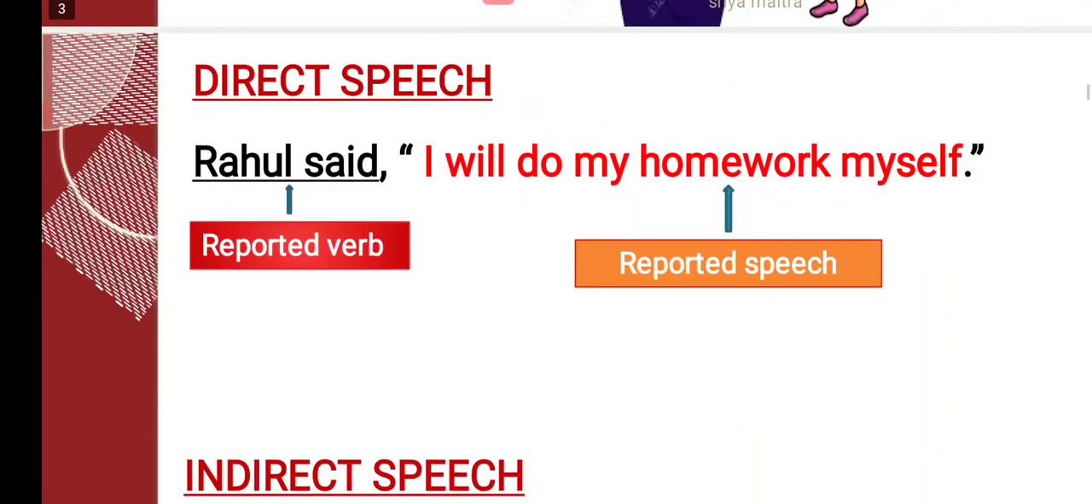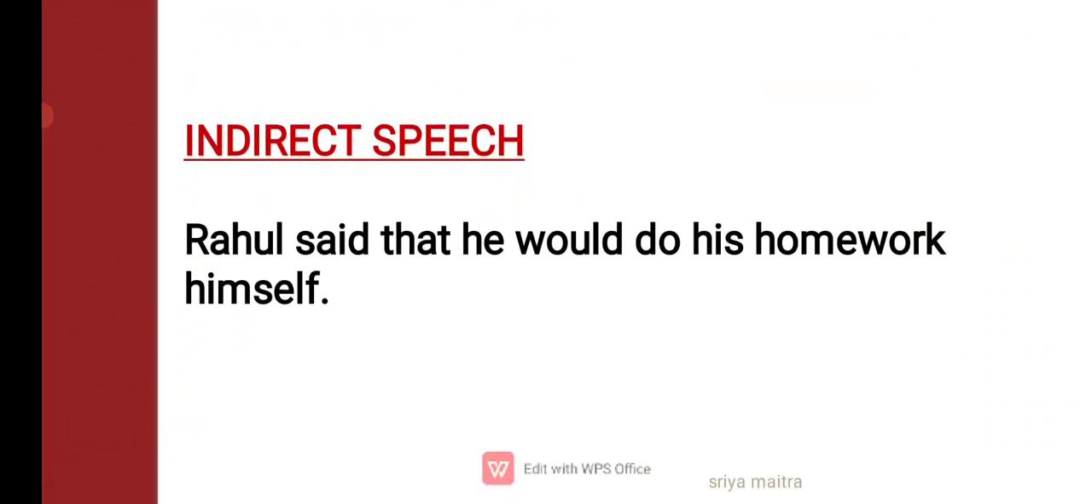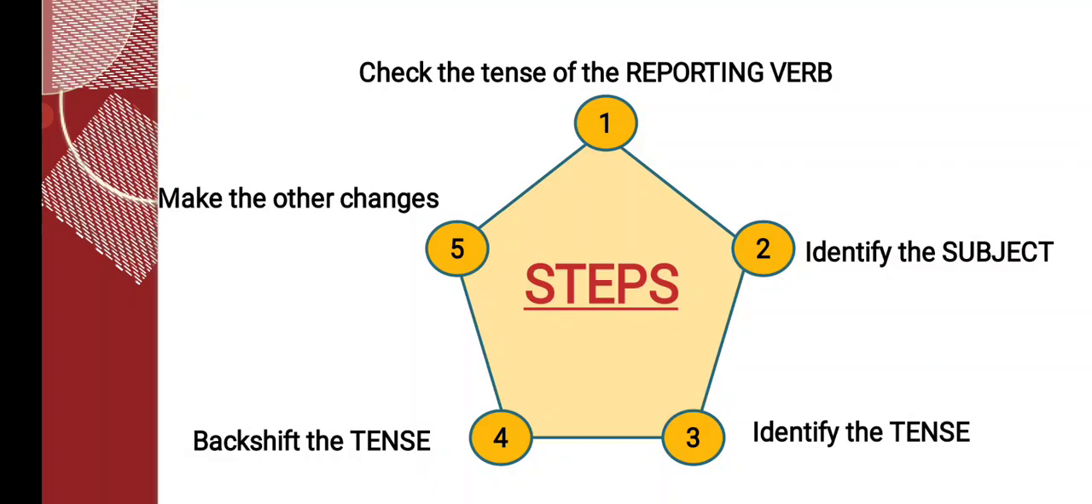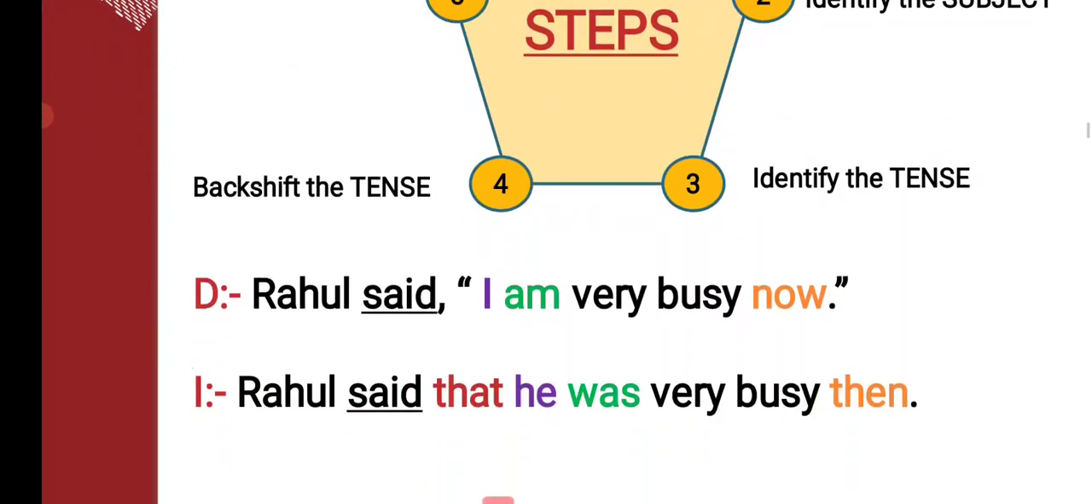We studied this in the classroom. For example, let's understand this. Rahul said, "I will do my homework myself." So the reporting verb is Rahul said, and the reported speech is "I will do my homework myself." Now indirect speech is Rahul said that he would do his homework himself. So for us, Rahul is he, right? Now check what changes you make. Check the tense of the reporting verb, make the other changes, backshift the tense, identify the tense, and identify the subject. These are the things that you need to keep in your mind.